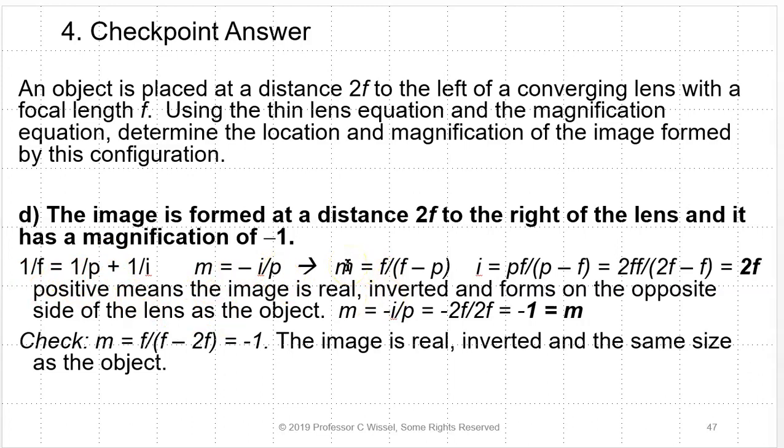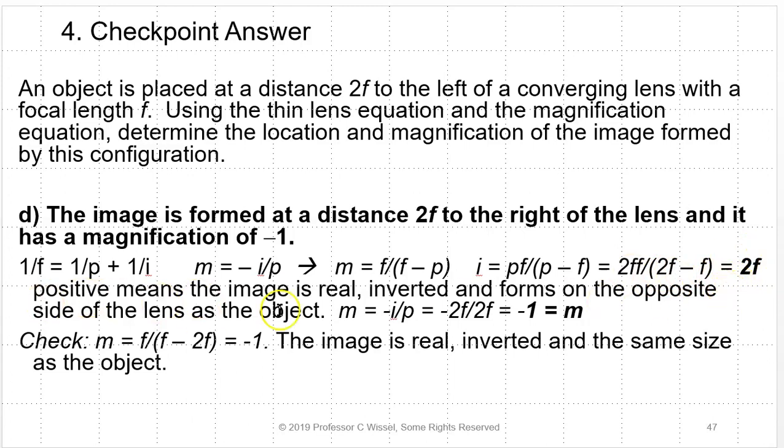And this is one of those handy little versions of this: m equals f divided by f minus p, or here's another one, i equals pf divided by the quantity p minus f. And of course, p is 2f, so this is 2f times f, that's not a typo. I know it looks like one, I always think it is when I go through this slide. And of course, p minus f is 2f minus f. It ends up being 2f.